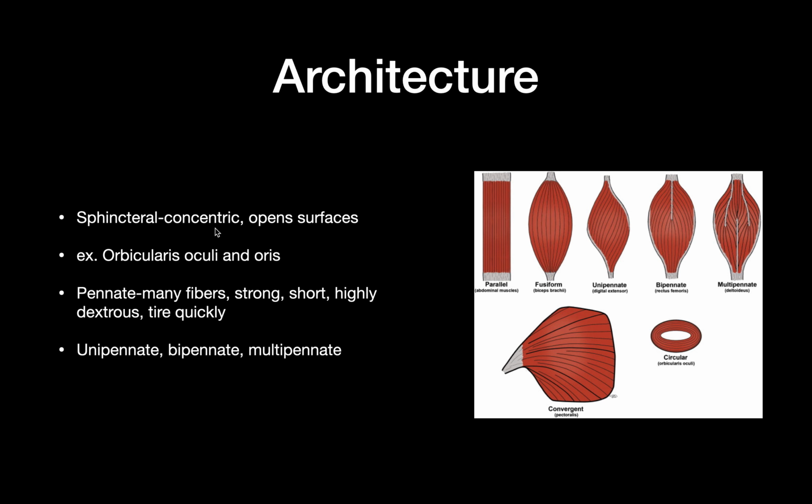The sphincteral muscles are concentric. They open surfaces, such as your eyes, your lips, and anus. There they are. The pennate fibers, they're many fibers, and they're strong muscles. They have short insertions, and they are highly dexterous, but they do tire quickly. And here's the unipennate, one direction. Bipennate, there's two of them. Multipennate, so the muscle fibers are in different directions, and they're in the deltoids.